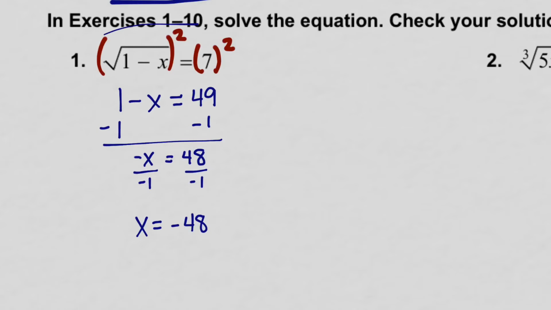The only problem is you have to set this equal to 0, so you'd have to subtract that 7 to the left side to plug that in your calculator. Otherwise, just check it by plugging it into the original equation.